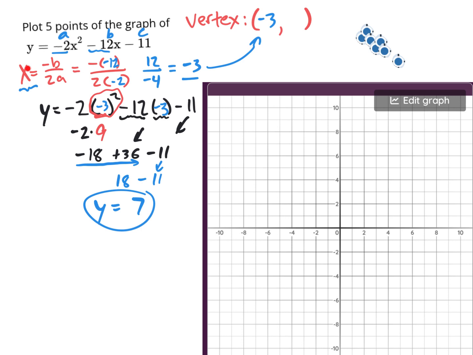We originally found the x, now we found the y by plugging in the x, and the y is right here. So negative 3, positive 7 is the vertex. That is the most important point.